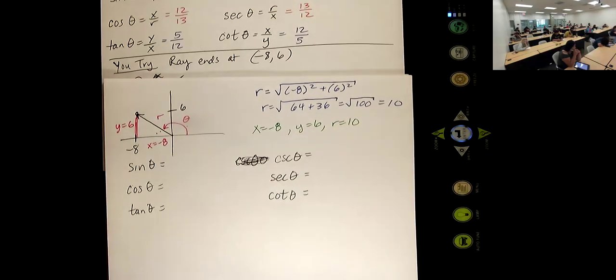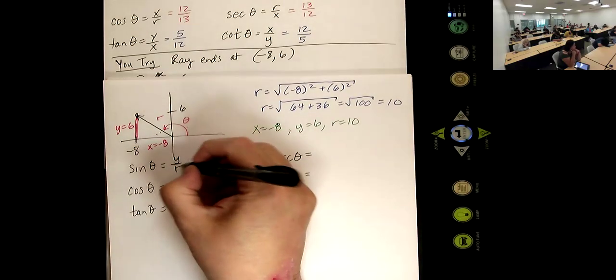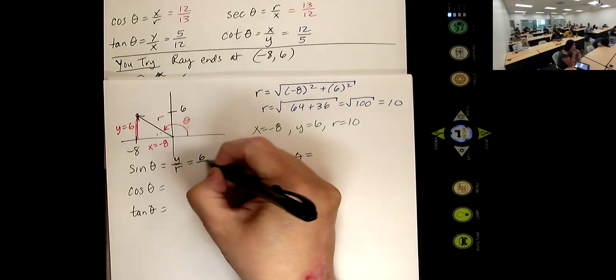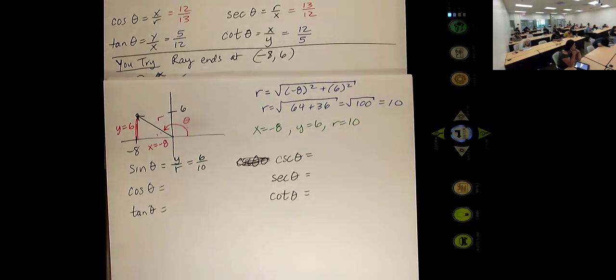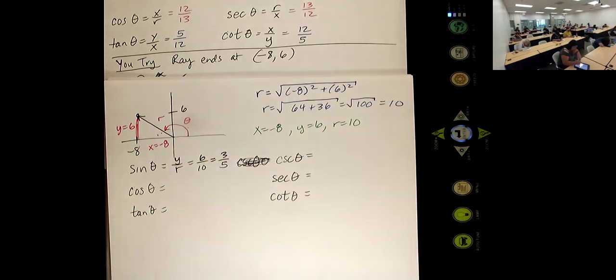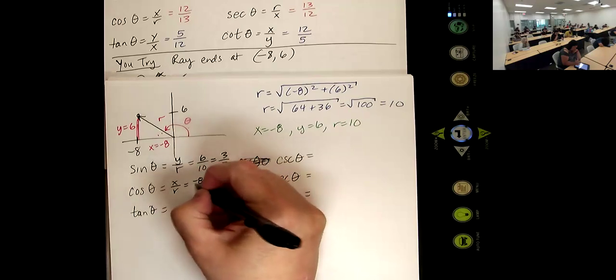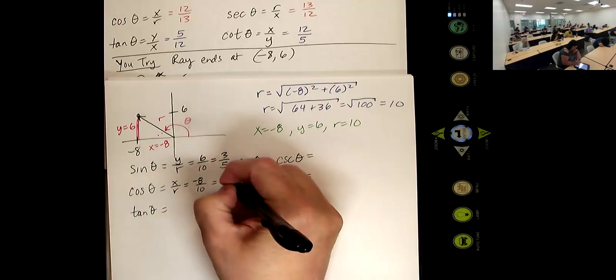All right, sine theta is y over r. Y over r equals 6 over 10. But that's not reduced, is it? Those are both even numbers. We want to write things in the simplest form. So sine theta is 3/5. Cosine theta is x over r, -8 over 10. We can reduce that to -4/5.